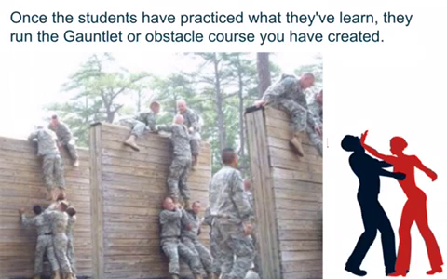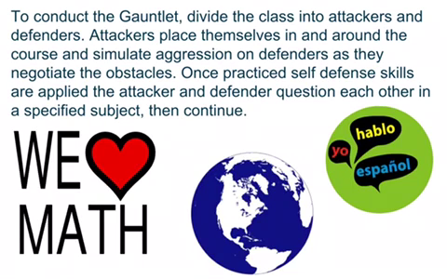This all depends on the skill level of the students and how much assistance you have available. And once the students have practiced what you've taught them, they run the gauntlet or the obstacle course that you created. To conduct the gauntlet, divide the class into attackers and defenders. The attackers place themselves in and around the course and simulate aggression on the defenders as they negotiate the obstacles. Once practiced self-defense skills are applied, the attacker and the defender question each other in a specified subject. Then they continue through the gauntlet.